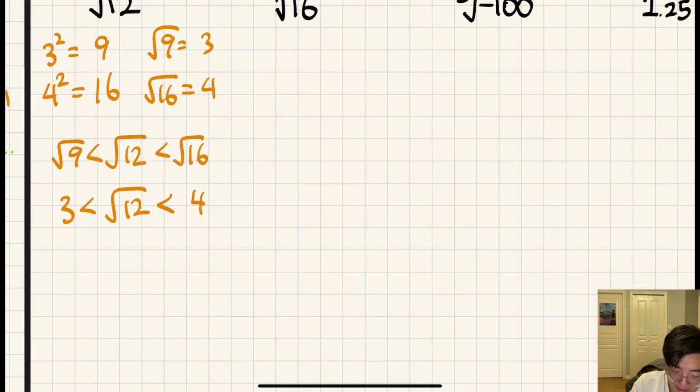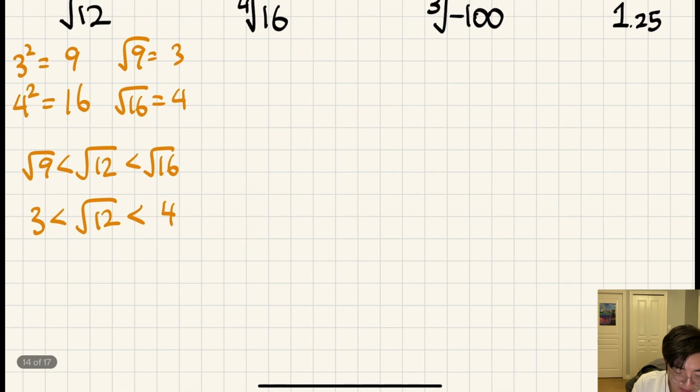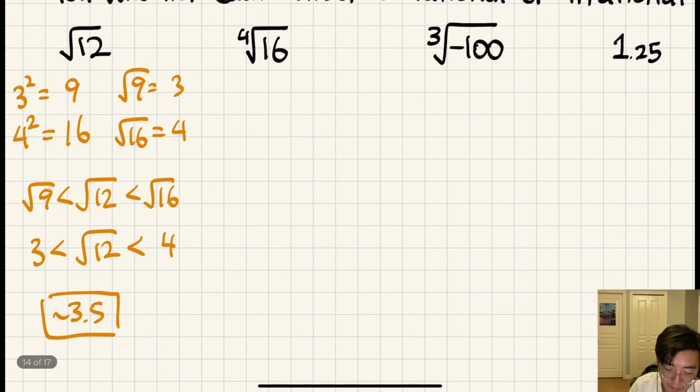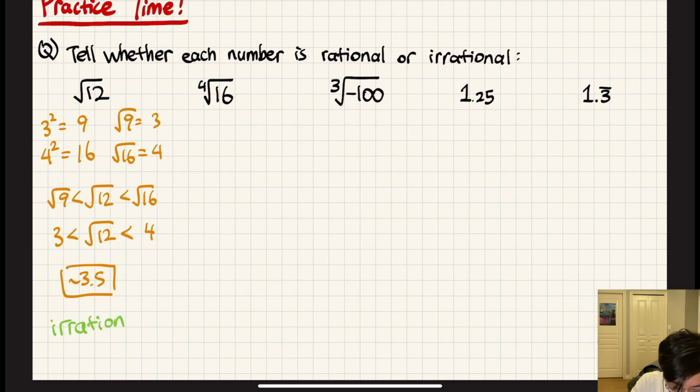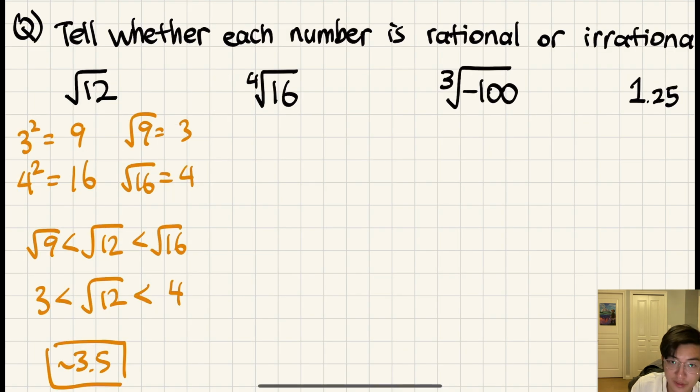This means that the square root of 12 is actually sort of in the middle-ish. So let's just say 3.5-ish. It's around 3.5. But because it isn't a whole number, it's going to be a pretty messy decimal. This is irrational.